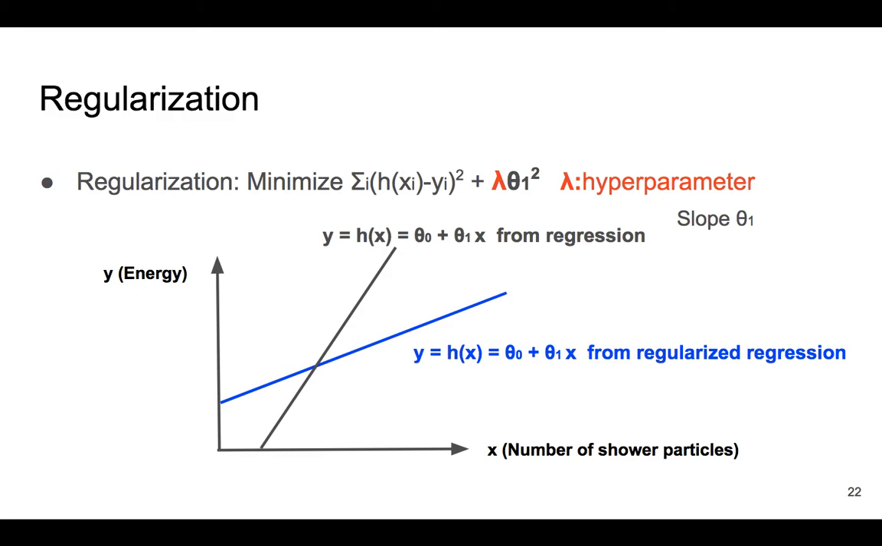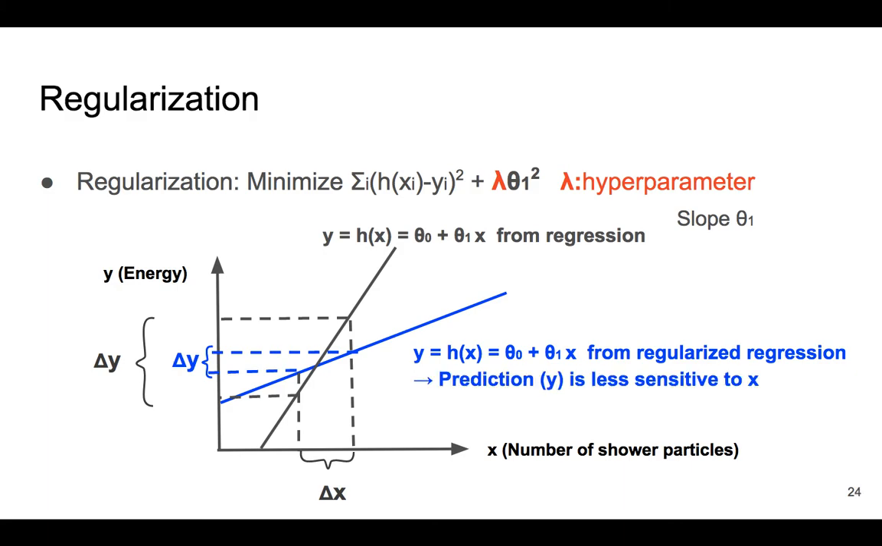To get an idea of why regularization works, we put the two lines on the same plot. The black one is from linear regression with the method of least squares. And the blue one is from regularized regression with the extra penalty term, lambda times theta 1 squared. Let's see if there's a change in the value of x, say a change delta x in the number of showered particles. What's the difference delta y for the predicted energy? Because regularization adds a penalty on the size of the slope, the blue line has a smaller slope than the black line. Therefore, for the same delta x, the change delta y from regularized regression is much smaller than delta y from the simple linear regression. This means the prediction y is less sensitive to x for regularized regression.